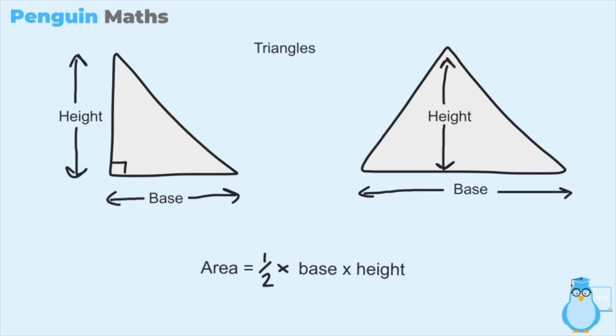Okay, so now we're going to have a look at triangles and calculating the area of various different types of triangles, and this is a little bit more complicated than the squares and rectangles formula, but I'm going to explain this right now. So the area of a triangle, any triangle, is equal to 1/2 times the base of the triangle and times the height of the triangle.